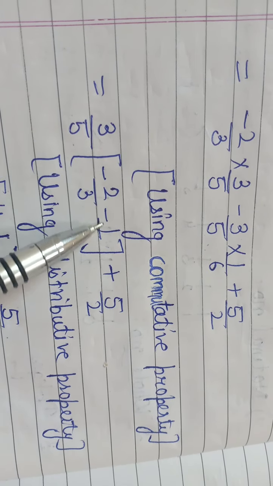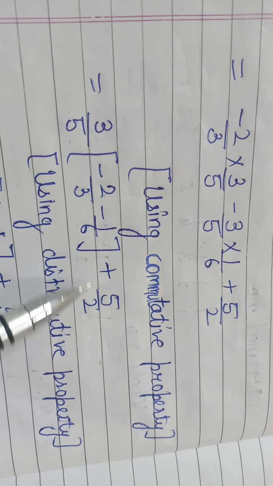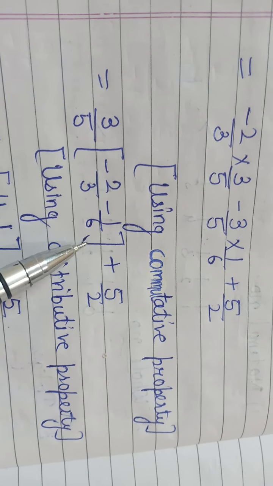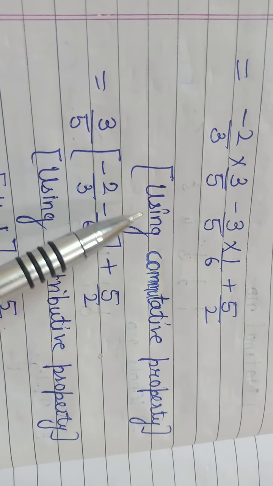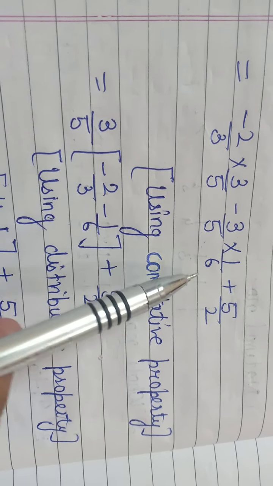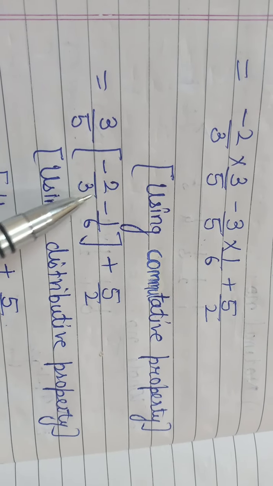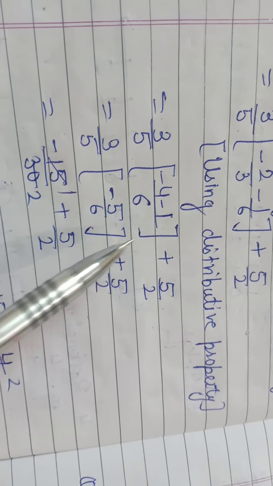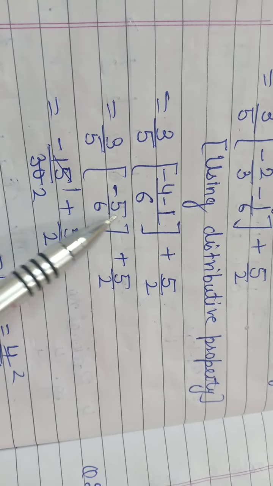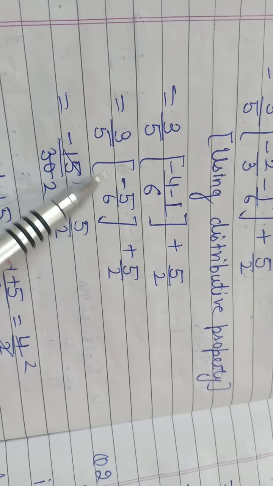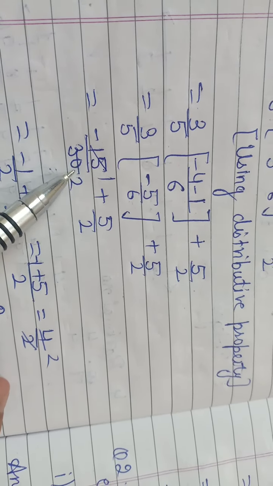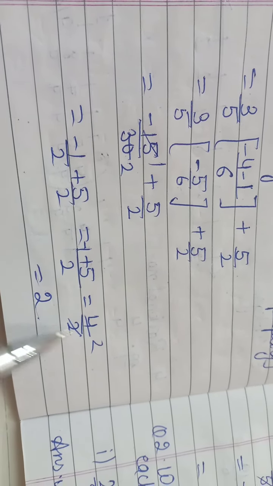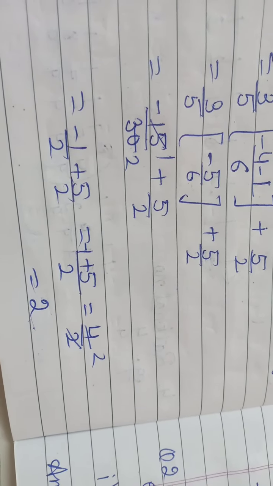So minus 2 by 3 minus 1 by 6 is in bracket plus 5 by 2. And here we use the distributive property, that is ab minus ac, which is a bracket b minus c. So after solving it, we can get minus 5 by 6 here, and multiplying these two terms, we can get minus 15 over 30, and after cancelling that we get minus 1 by 2 plus 5 by 2, which is equal to 2 after solving this.